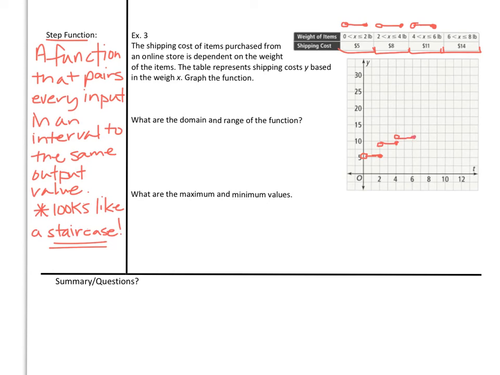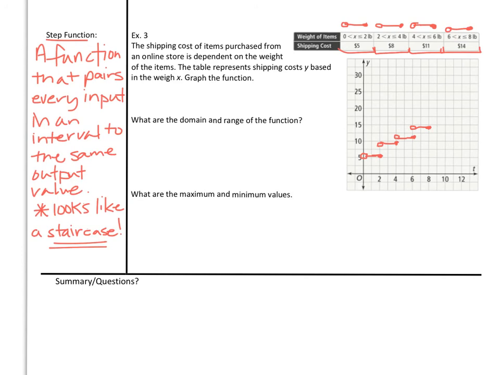And then last but not least, anything from 6 to 8 pounds goes all the way up to a shipping fee of $14. Now I can even get that right in there. There we go. So we'll go up to 14 and we'll approximate as best we can. There's an open circle on the left and closed on the right. So can you kind of see it looks like you're walking upstairs a little bit? That would be our picture of the step function.